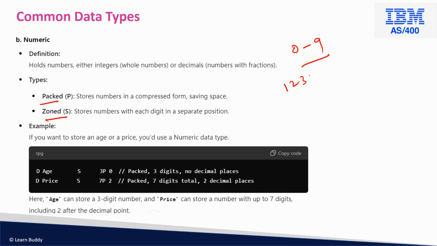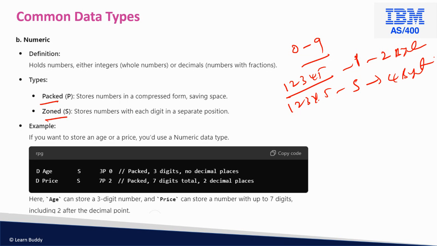For example, if you have 1 2 3 4 5 6 and use packed, it uses 2 bytes of memory. The same 1 2 3 4 5 6 stored in zoned uses 4 bytes of memory. It is related to bytes. That is why packed stores numbers in compressed form, and zoned stores the number with each digit in a separate position. The only difference is memory allocation. In both cases you can have decimal positions, and in both cases you can store numeric values.